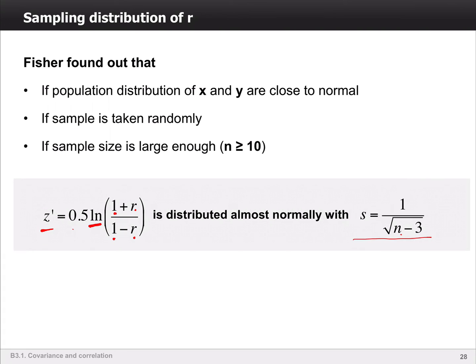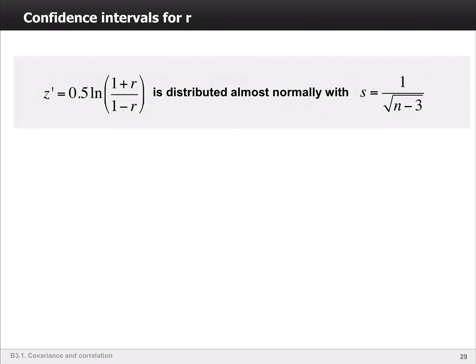We cannot do it directly for r. So first we use r to calculate z prime. Okay. So instead of r, we will calculate confidence intervals for this z prime statistic. And then we can recalculate it back, because for any function we can always find an inverse function. Okay. Sounds a bit maybe tricky, but let me show you some more detailed examples and some calculations.